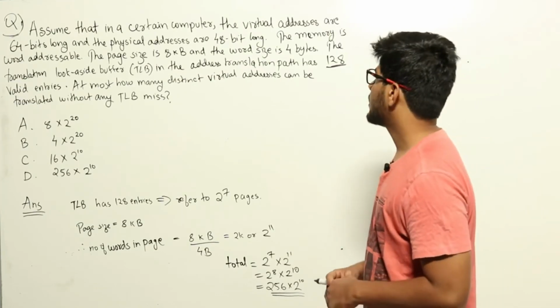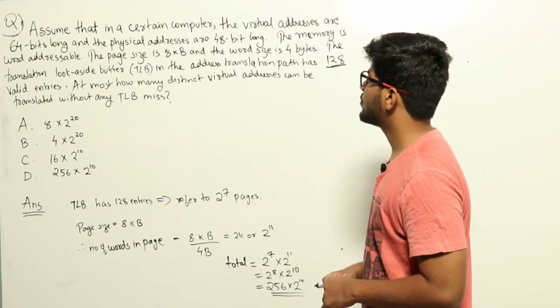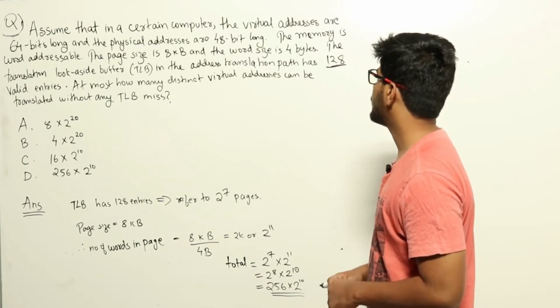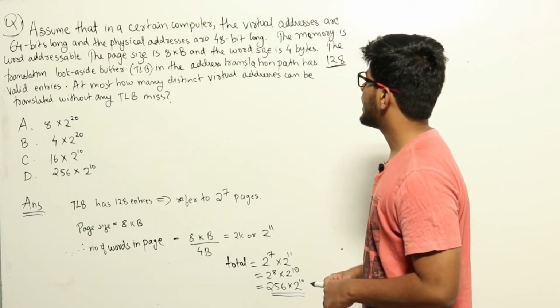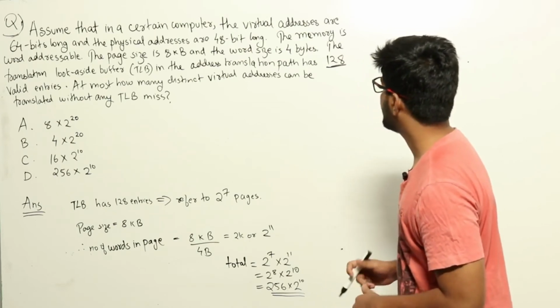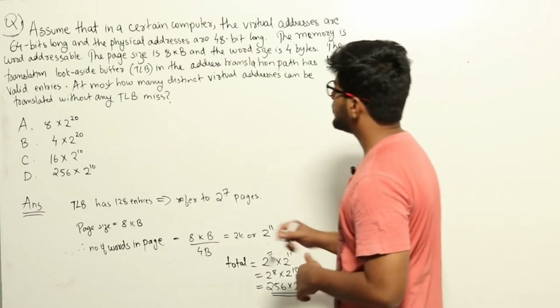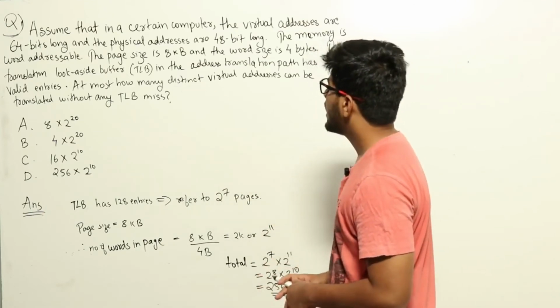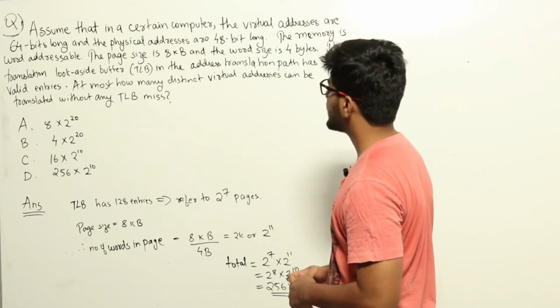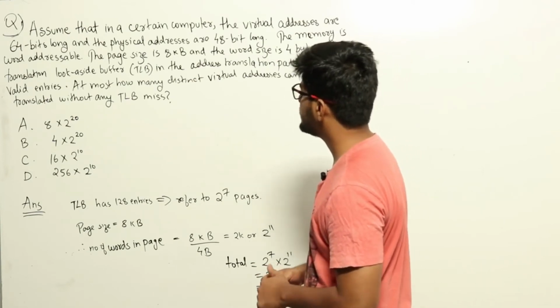Assume that in a certain computer the virtual addresses are 64 bits long and the physical addresses are 48 bits long. The memory is word addressable. The page size is 8 kilobyte and the word size is 4 bytes. The translation look-aside buffer (TLB) in the address translation path has 128 valid entries. At most how many distinct virtual addresses can be translated without any TLB miss?